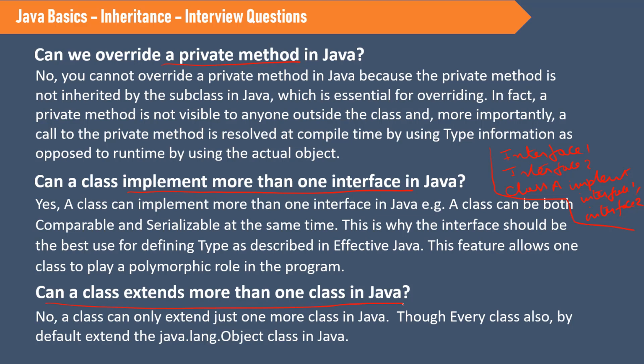Can a class extend more than one class? No, because let's say we have class A and class B, and I have another class which is C, which extends A, B. This is not possible in Java. Either you have to extend A or extend B because this comes under multiple inheritance. We have already seen this one in the previous video. So this is not possible in Java. We can implement more than one interface in Java, but extend means we can extend only one class in Java.